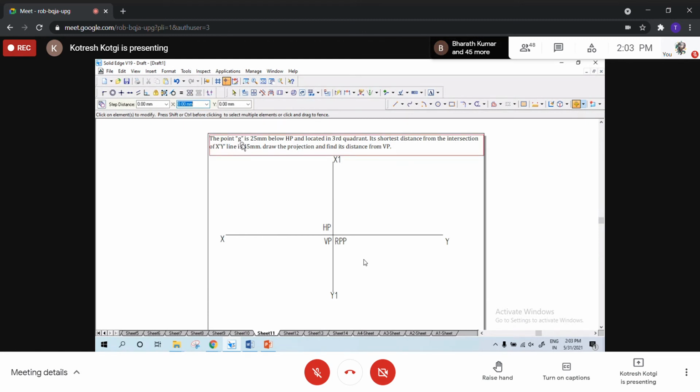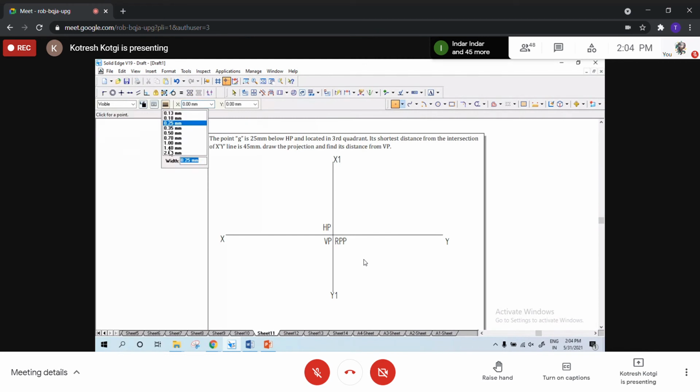Okay, now let's see. G is 25 mm below HP. Below HP means distance from HP is given. That is useful to draw the front view or the top view? Front view. Am I right? Okay, the front view will come on VP or HP? VP. Okay, here is the VP. You can see the cursor, right? VP is here. Here the front view will come.